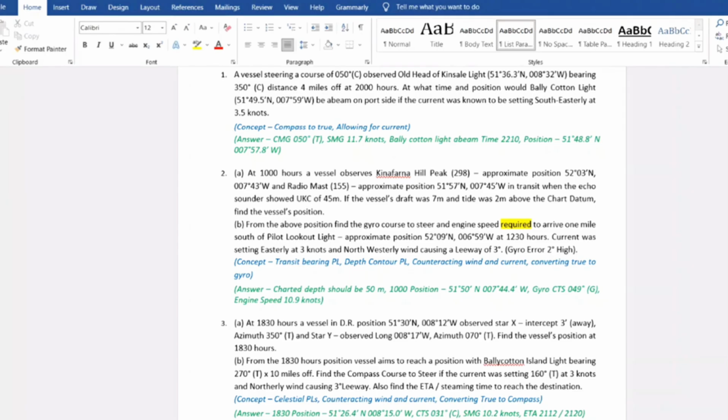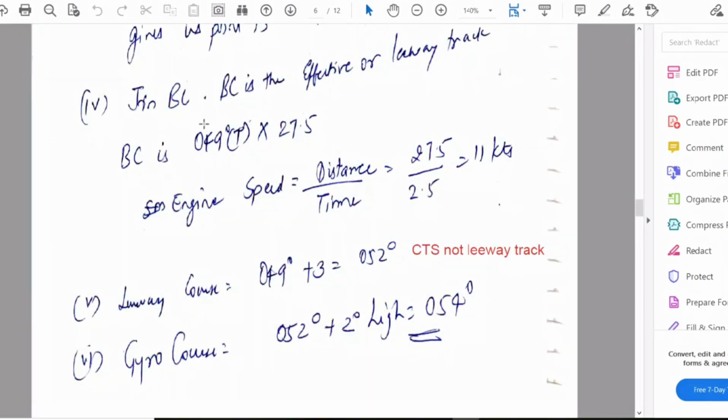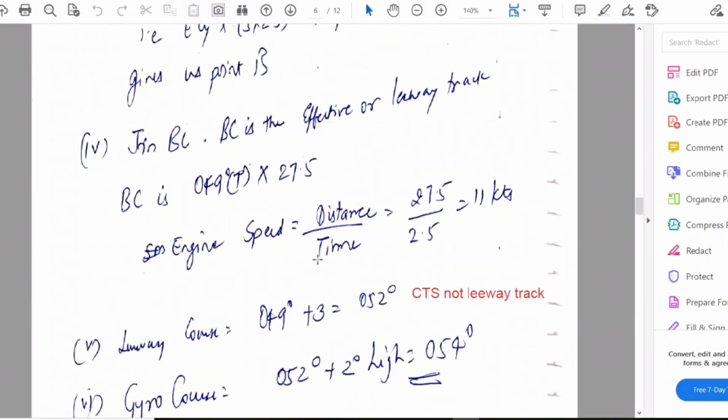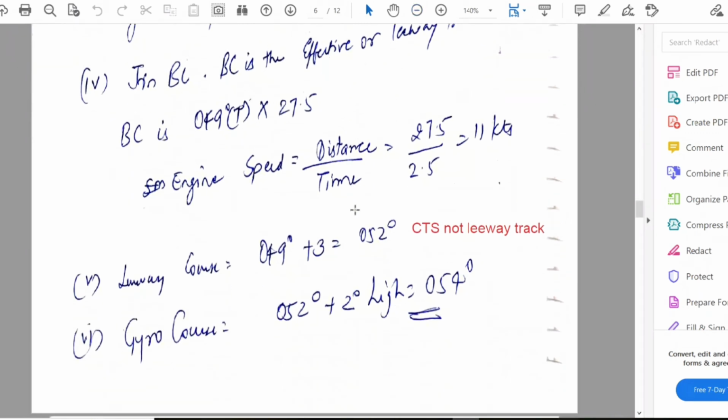Okay beta, let me see. Okay, so this is the solution which I have sent you. So he's got the 049 is what you are getting from the chart, right? Okay. And what is the direction of the wind beta? Northwesterly, sir. Northwesterly. Yeah, that's right. It should be minus beta. It should be 046.